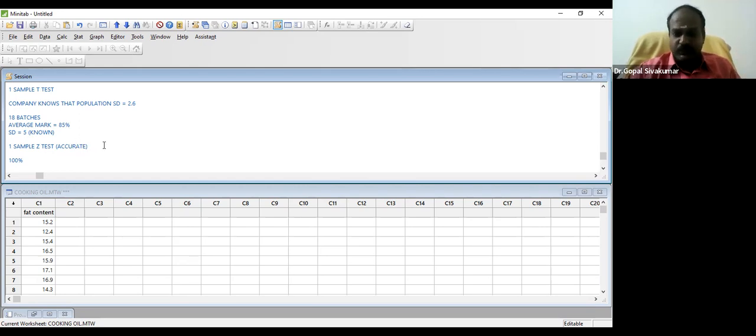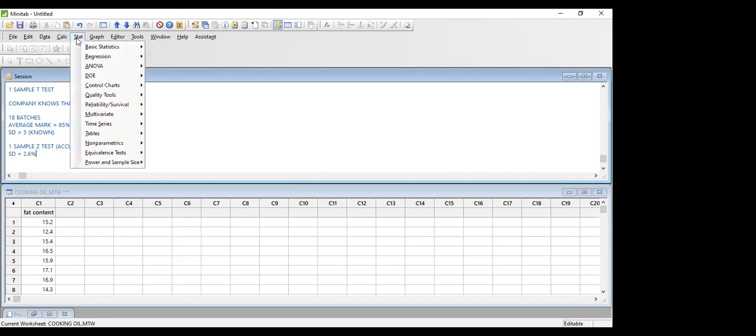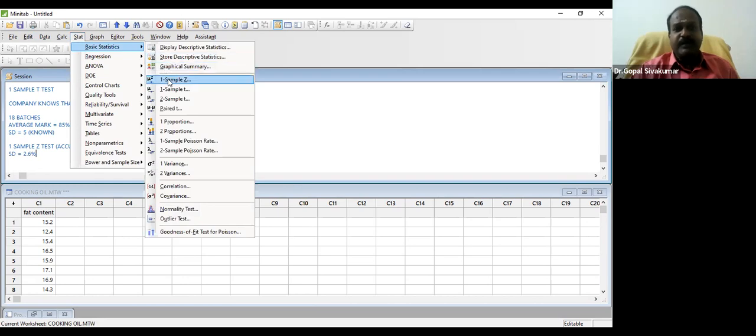Now coming to this scenario, what is the scenario? The cooking oil company has the history of data. According to the history, the standard deviation of the fat content is 2.6%. So will I go for Z test or T test now? Z test. So go to Stat, go to Basic Statistics, go to Z test.